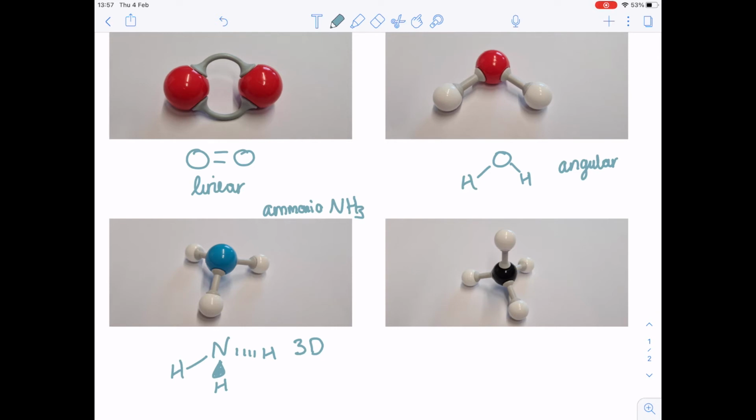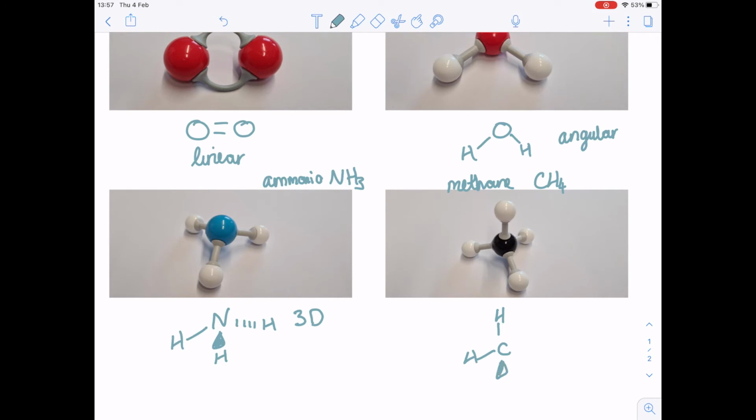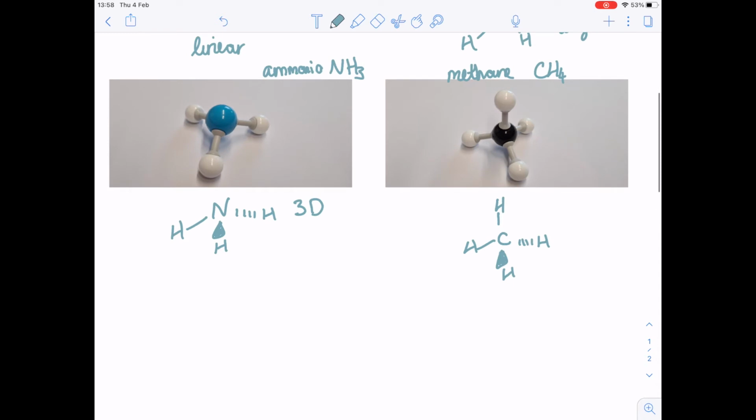And then the one on the right hand side here is called methane, which has got the formula CH4. Again, we've got one sticking up and one sticking out to the side. We've got the nice one coming right out of the page in front of you, and then we've got one at the side. Now those 2 at the bottom have got slightly harder names. Ammonia is called trigonal pyramidal, so it's like a triangular pyramid almost. And with your methane, it is called tetrahedral.